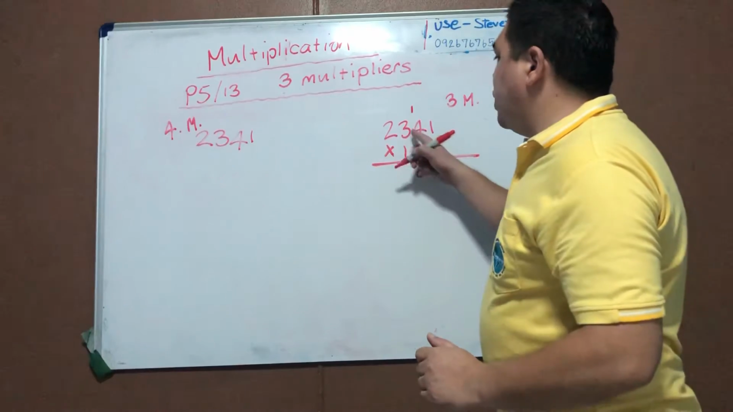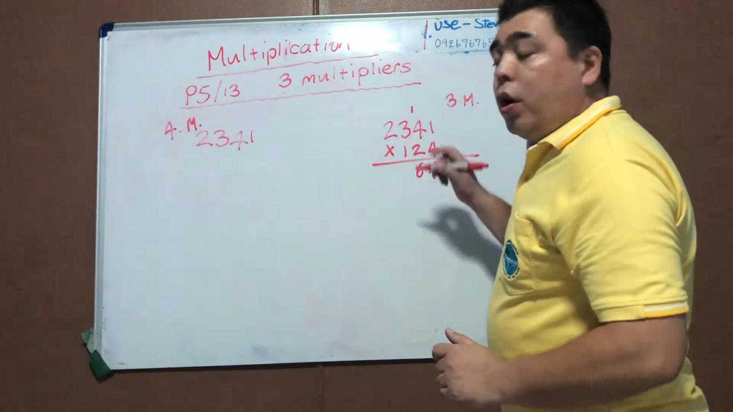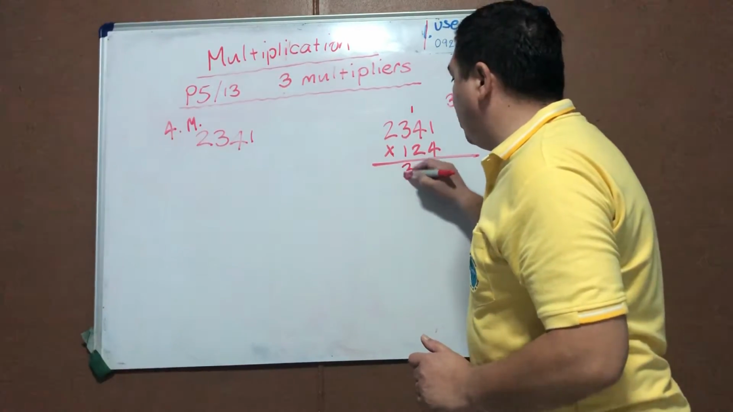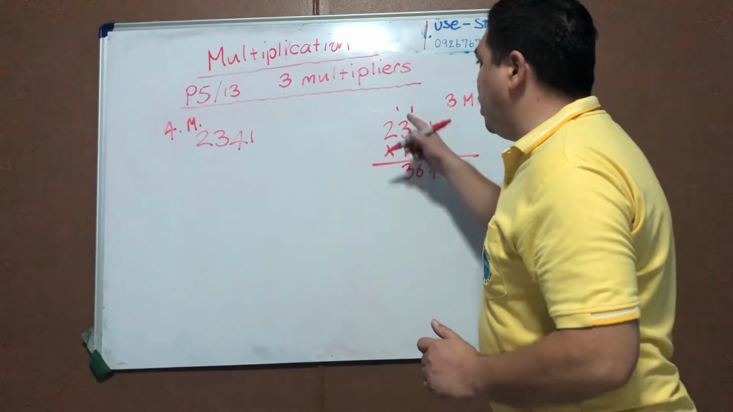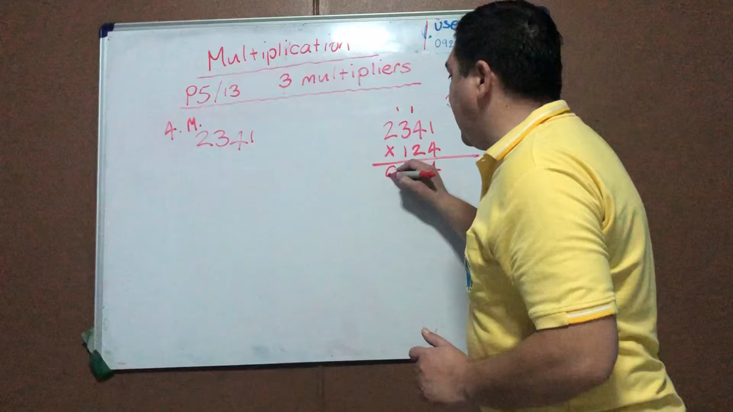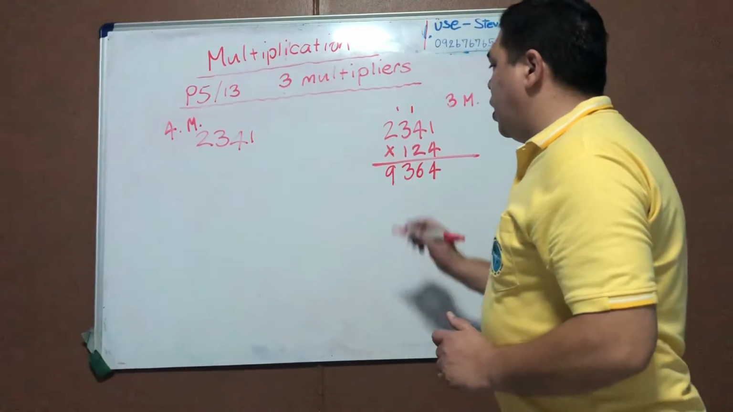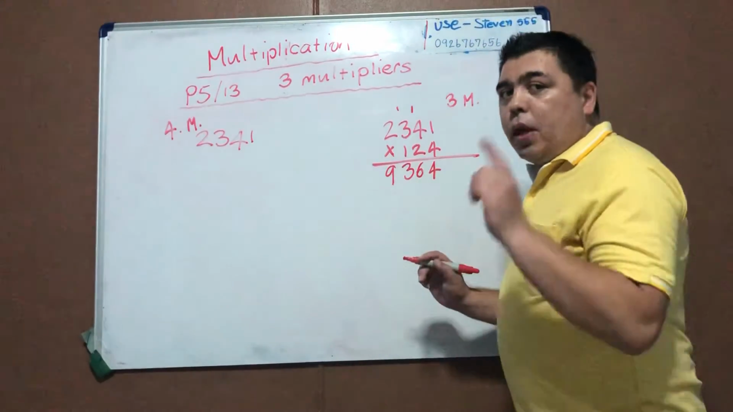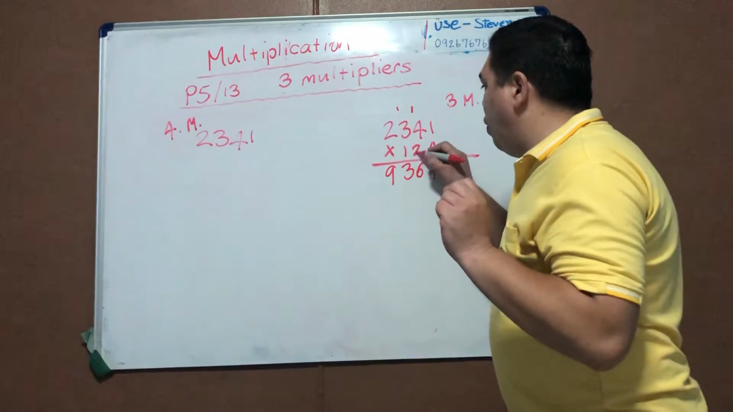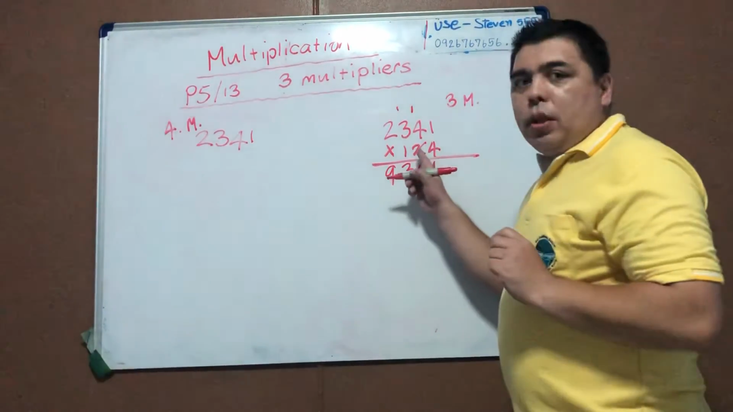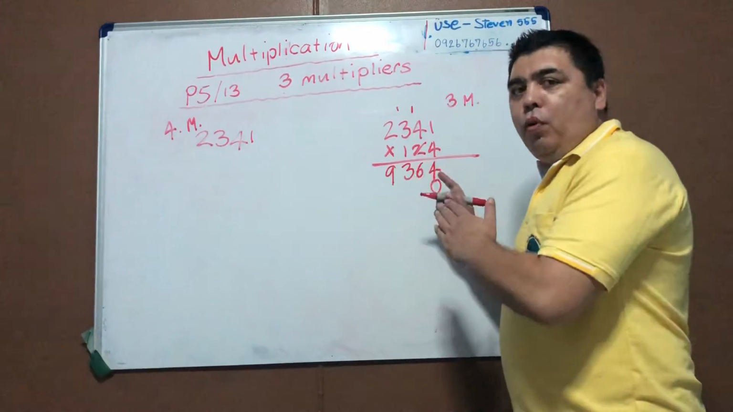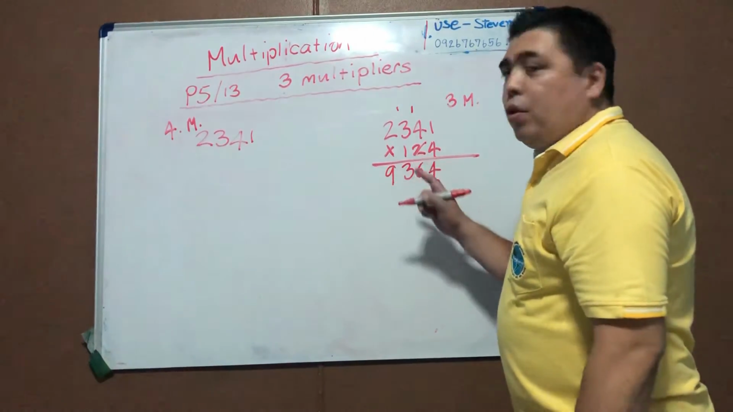Now 4 times 3 is 12, plus the 1 is 13. Put down another 3 and carry the 1. 4 times 2 is 8, plus 1 is 9. Now, first rule is we add a 0 for the 2. And then all we simply do is what we did before, except we use the 2.